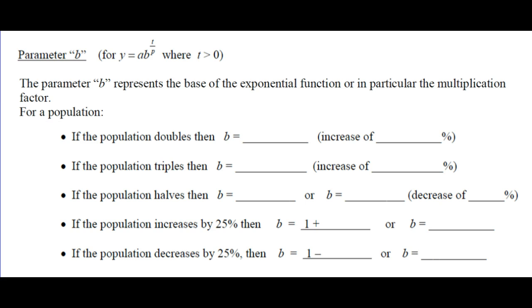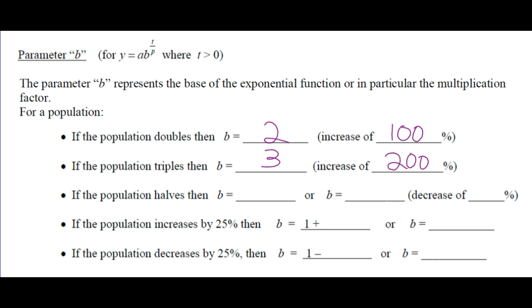Parameter b. The parameter b represents the base of the exponential function, or in particular the multiplication factor. So if the population doubles, then b is equal to 2, and the increase is what? It's an increase of 100%, right? If the population triples, b is 3, and the increase is 200%, right? So remember, you're starting with an initial 100%. If you want it to double, you're going to add another 100%. If you want it to triple, you're going to add 200%.